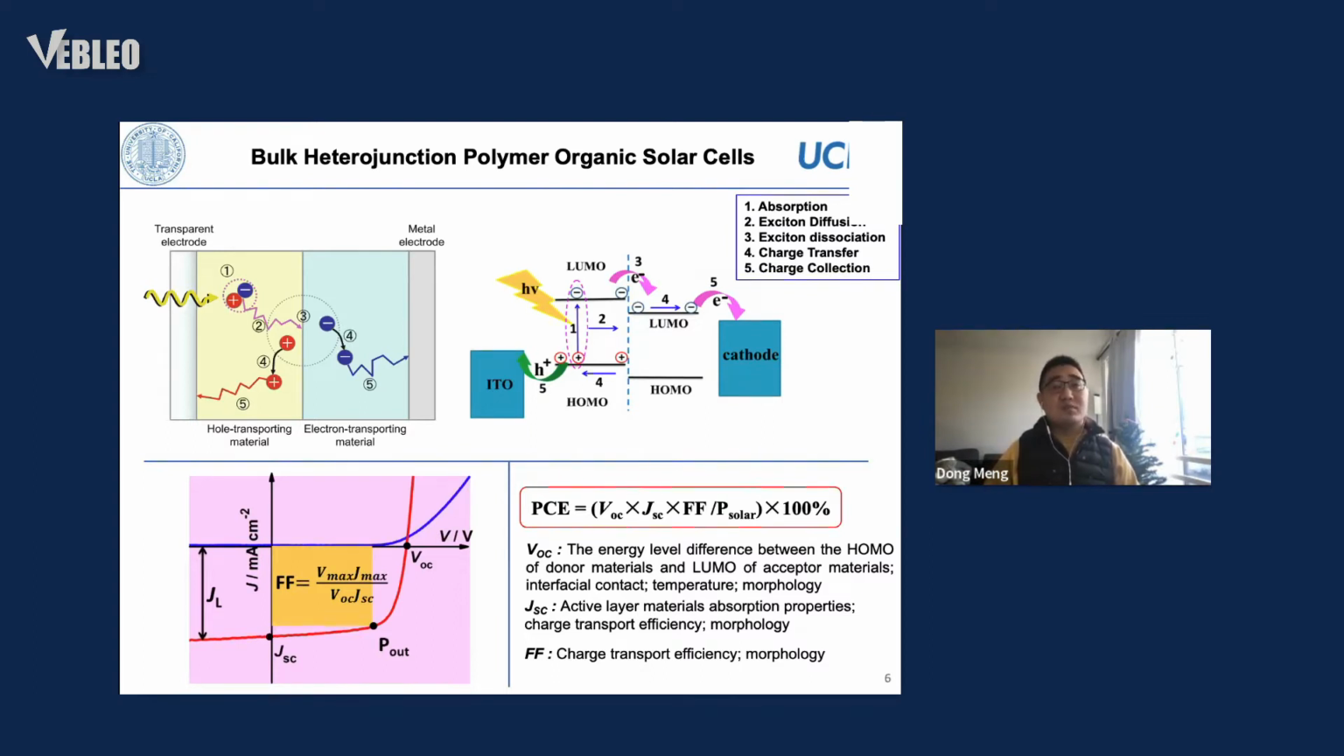For the JSC, it is mainly determined by the active layer materials' absorption, because we want to absorb as many photons as possible. It must also have good charge transfer efficiency and better mobilities to get the highest current, and it is also related to the film morphologies. For the fill factor, it is the other major item in the equation. It is also related to the charge transfer efficiencies, and better morphologies give better fill factors.